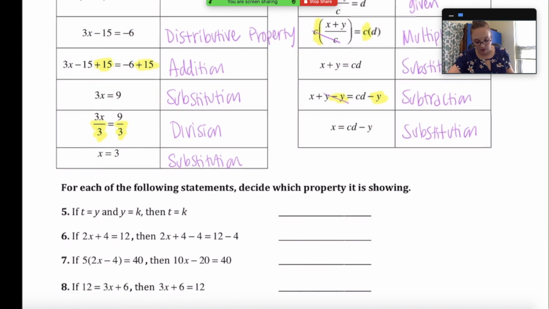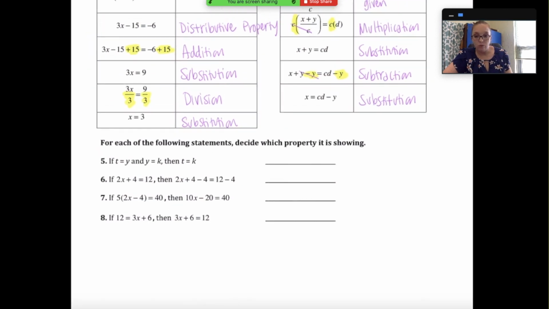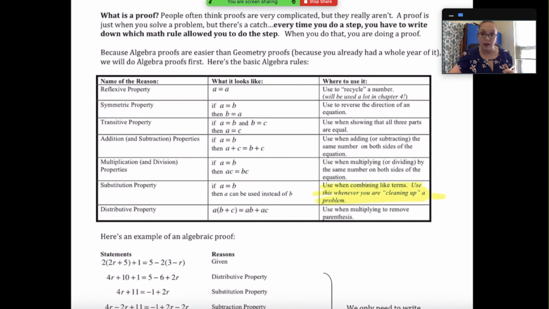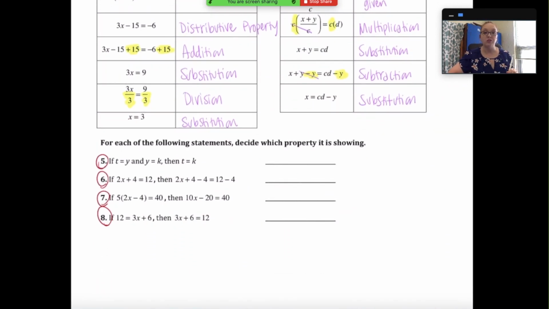Okay? All right, let's try number 5, or the next set. So for each of the following statements, decide which property it is showing. So if t is equal to y and y is equal to k, then t is equal to k. So which property is that? And actually, what I'm going to have you do is pause the video. And I want you to do 5 through 8 on your own. Now, if you'll flip the page back over here, here are all the properties. So look back over at this table so that you can figure them out. So again, pause the video and do problems 5 through 8.